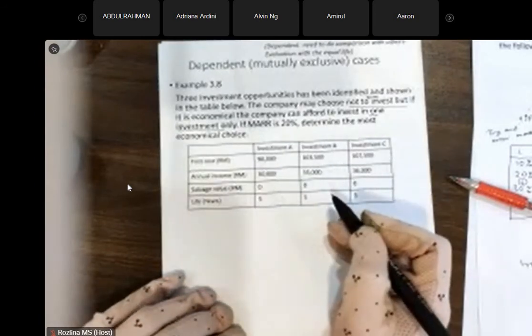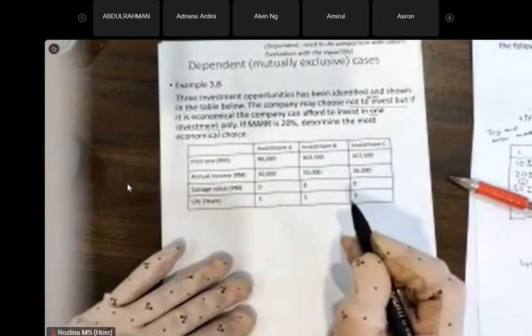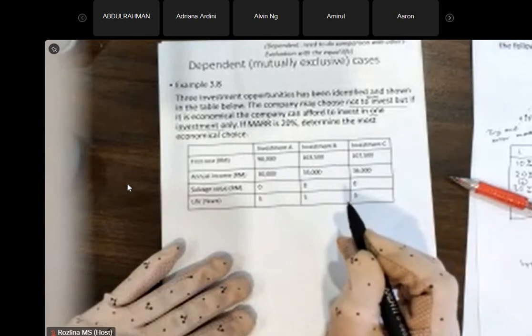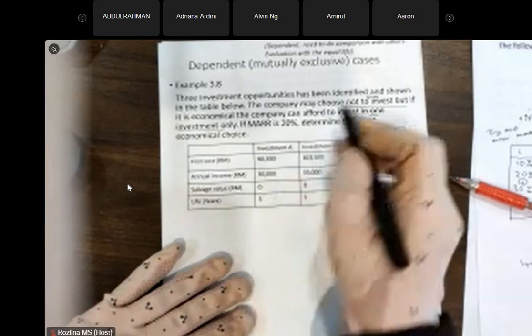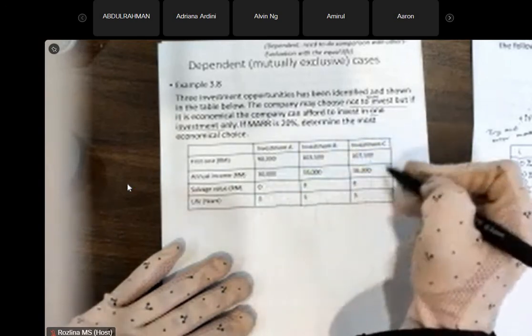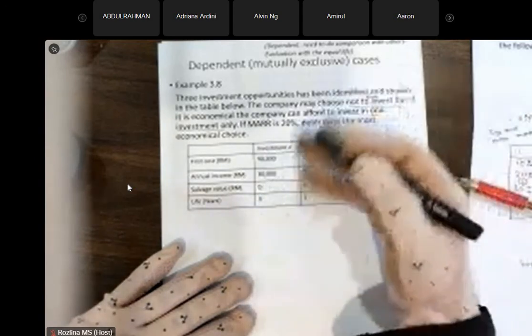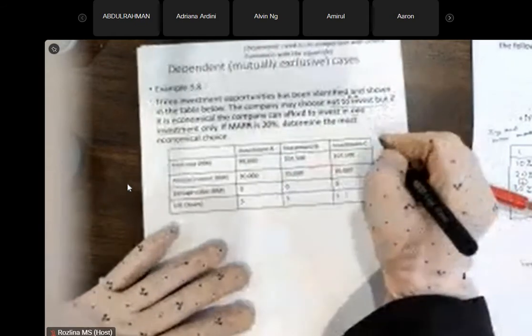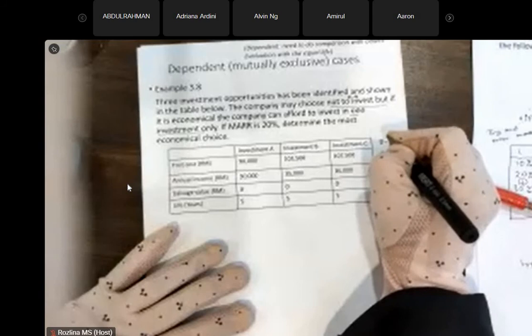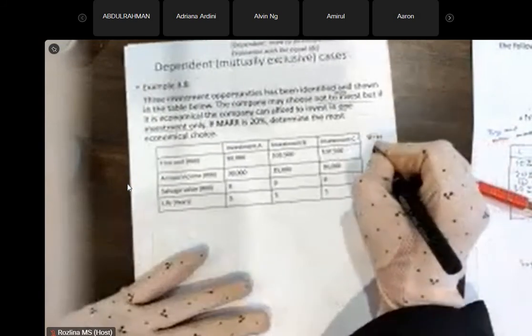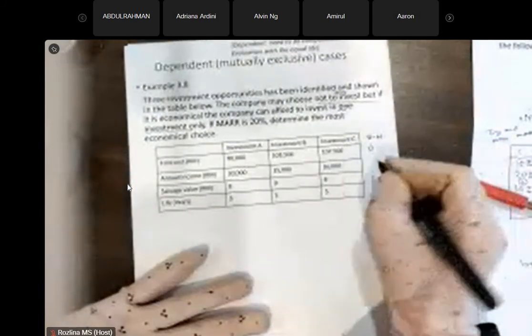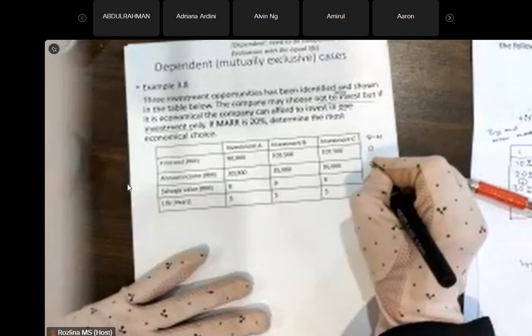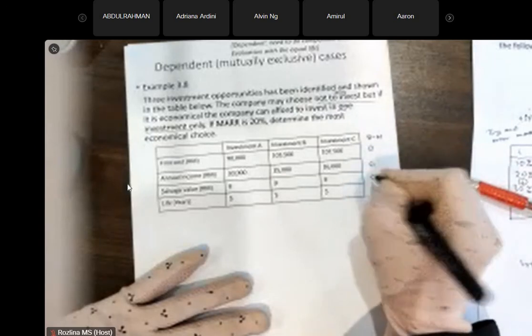First, you have to arrange. In this case, do nothing is not given, so you have to include do nothing. Put it here first. Do nothing: first cost is zero, no income is zero, salvage is also zero.